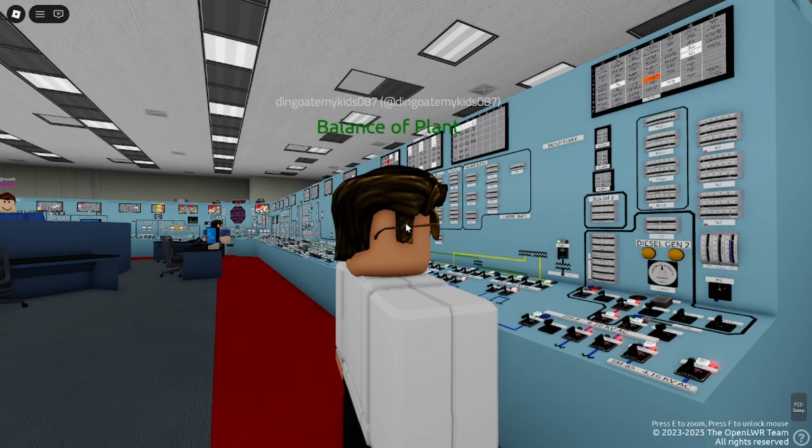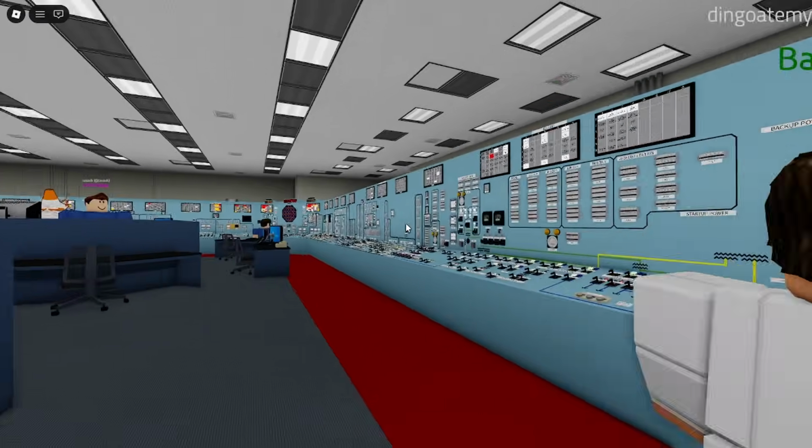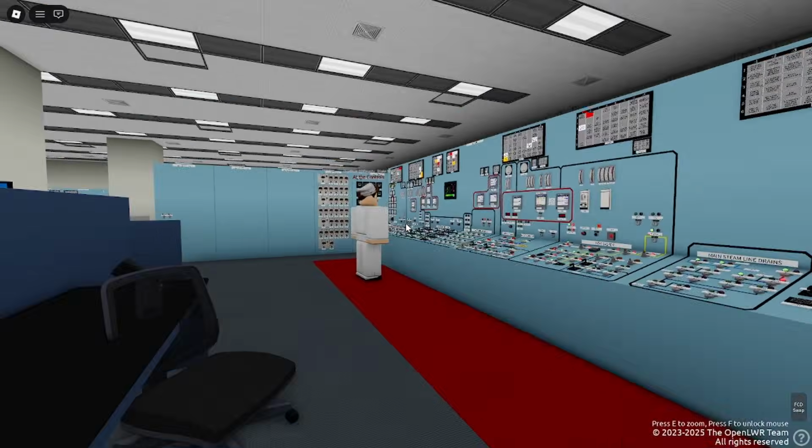Operators initiated a system called SLC, or Standby Liquid Control. This system injects a reactor poison called sodium pentaborate, diluted with water. This slowly kills the reactivity inside the core.